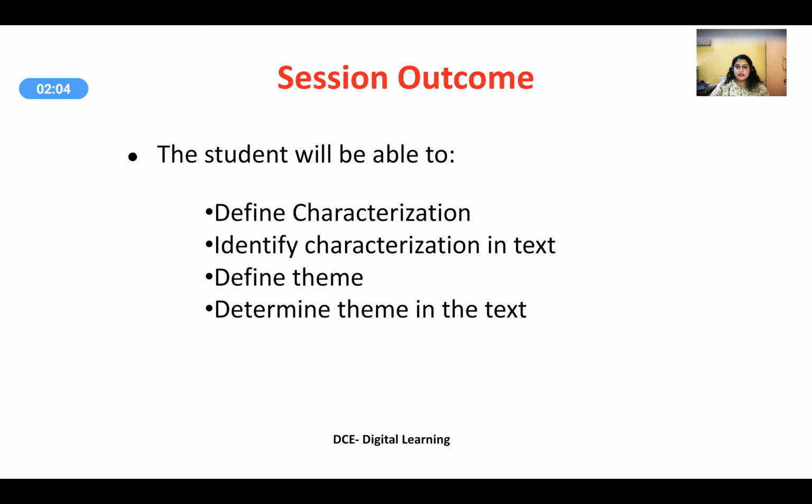The session outcome will be as follows. The student will be able to define characterization and identify characterization in the text. He or she will be in a better position to define theme and determine theme in the text.